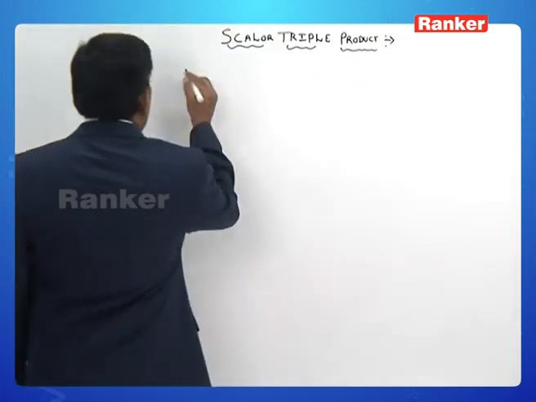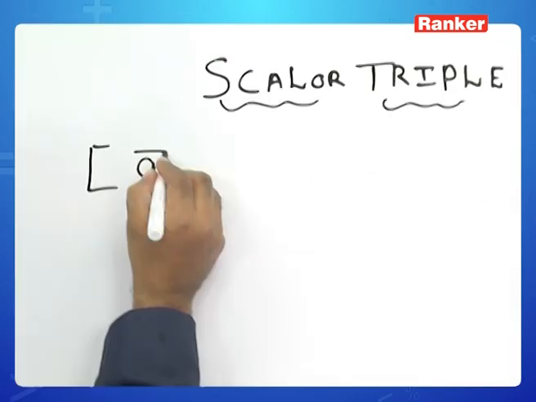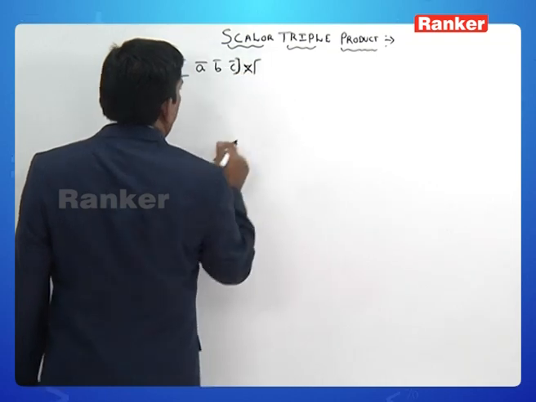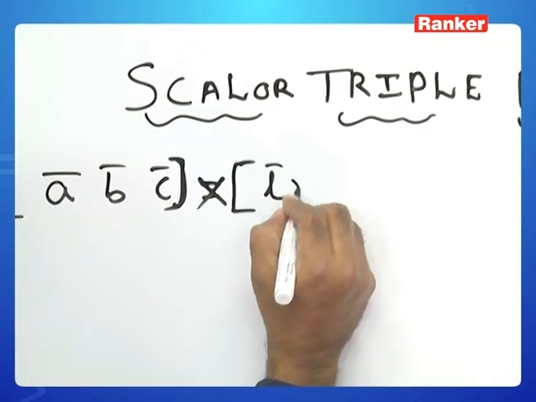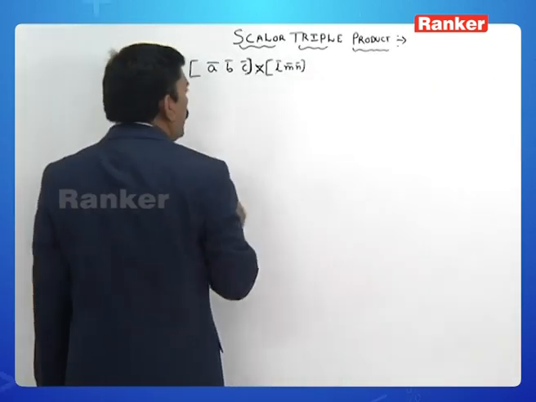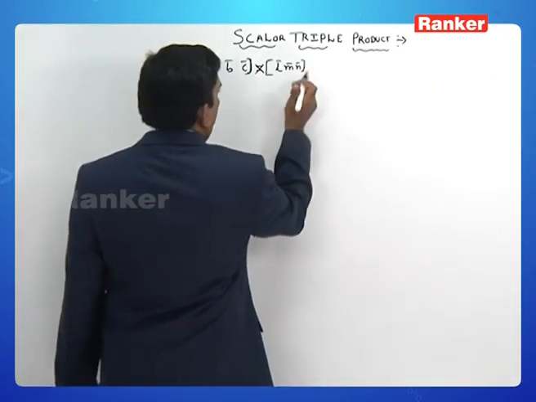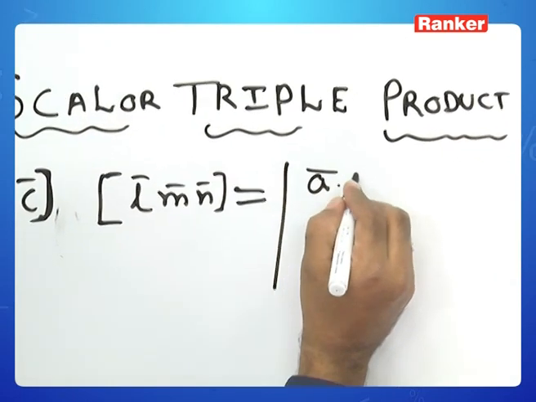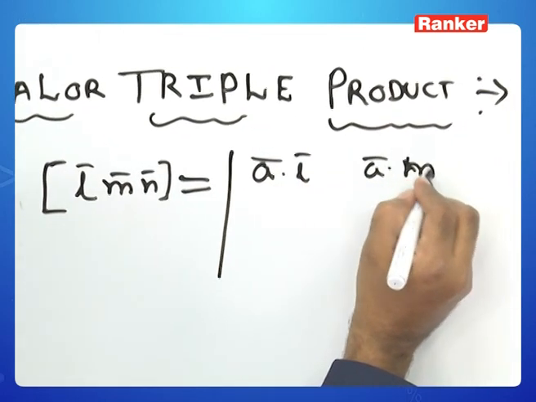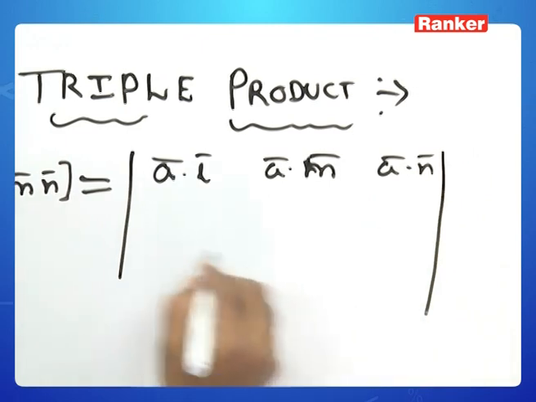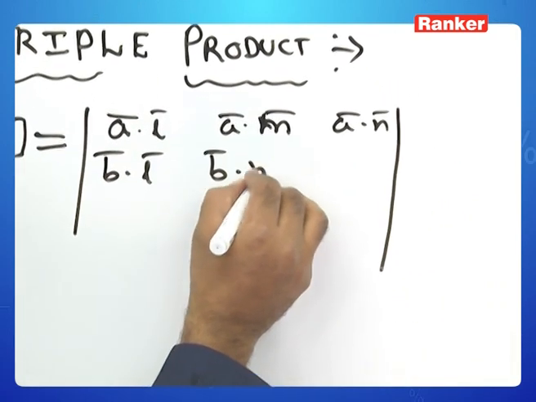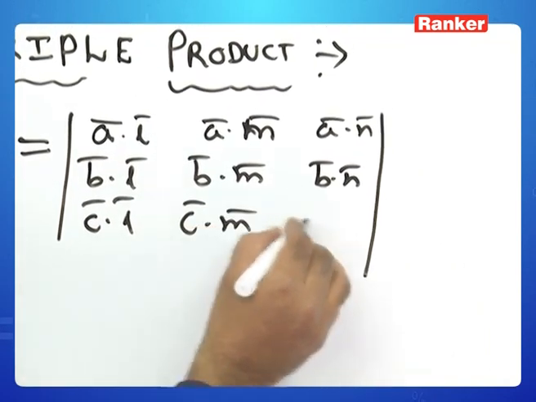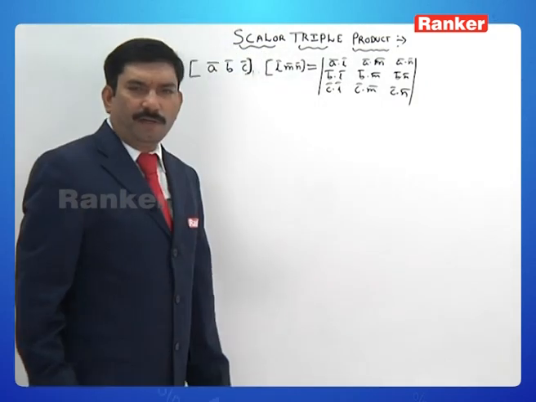We have proved box of A bar, B bar, C bar into box of L bar, M bar, N bar. It's an ordinary product, or else if you want you can remove this. This is nothing but the determinant of A bar dot L bar, A bar dot M bar, A bar dot N bar; B bar dot L bar, B bar dot M bar, B bar dot N bar; C bar dot L bar, C bar dot M bar, C bar dot N bar.